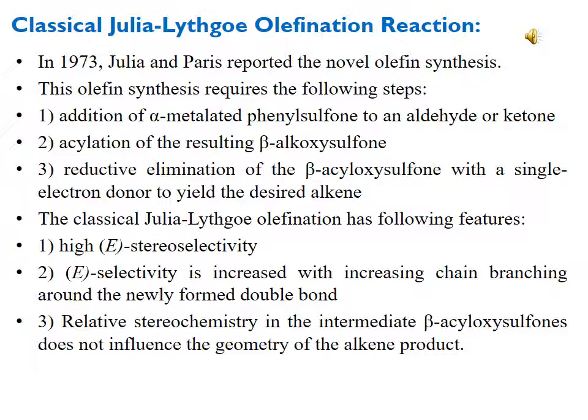This is then treated with aldehydes and ketones to form an alkoxide ion. And the second step is the acylation of the resulting beta alkoxysulfone, or it should be said, beta alkoxide sulfone.